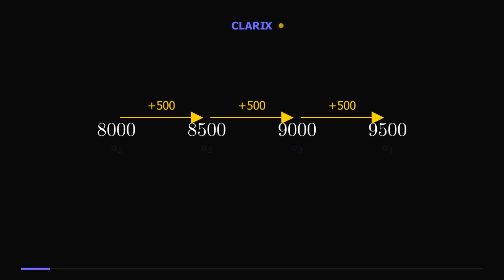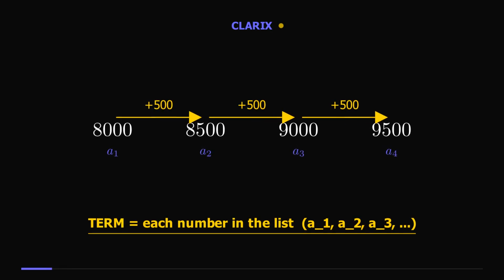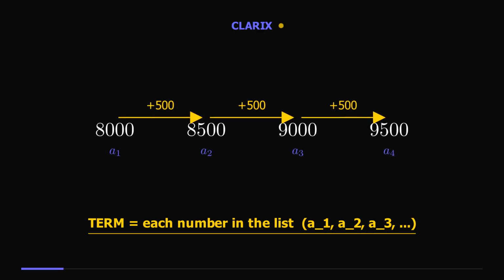Let's build it. Watch what happens between the terms. In the salary list, we add 500 each step. In the ladder, 45, 43, 41, we add -2, so the rungs get shorter. In the money box, we add 50. The number we add is different from list to list, but within one list, it never changes. That fixed jump is the whole heartbeat of the pattern.